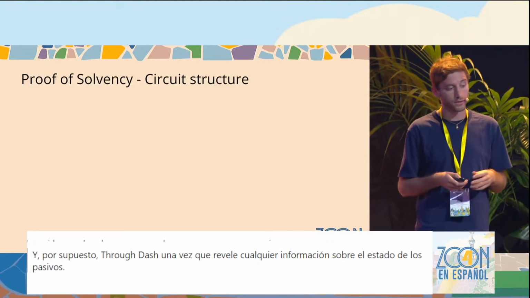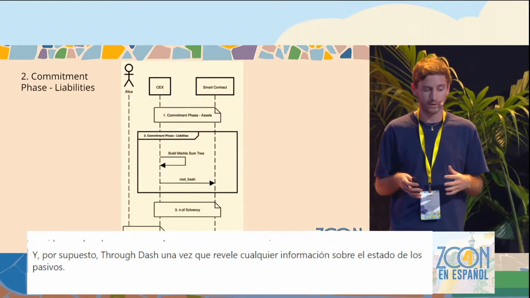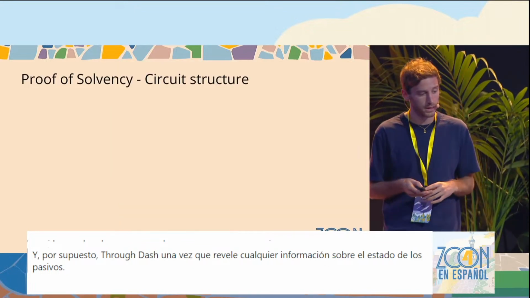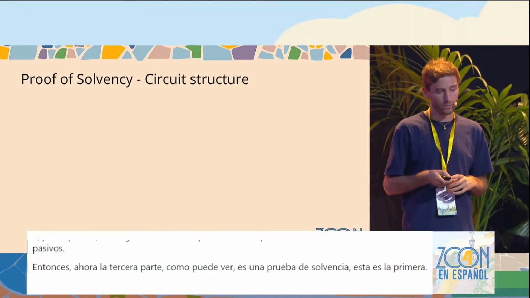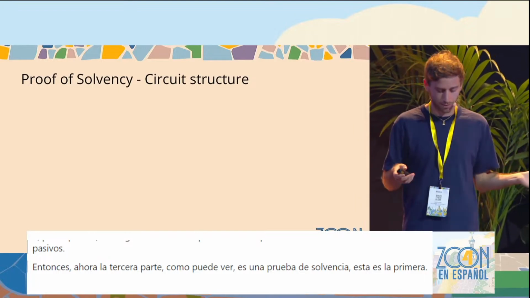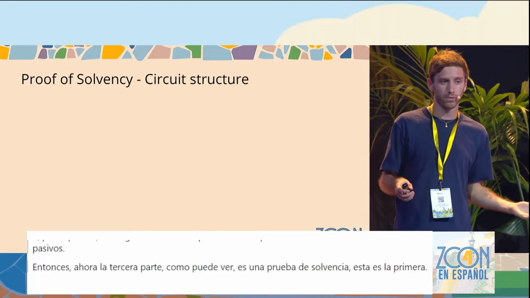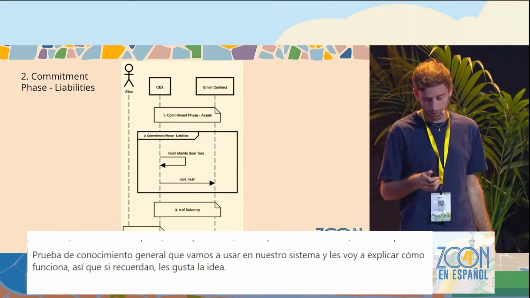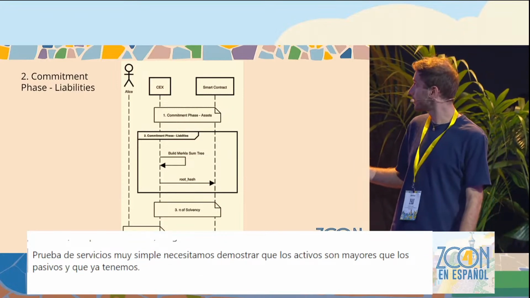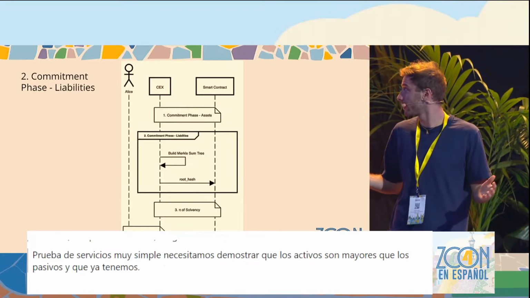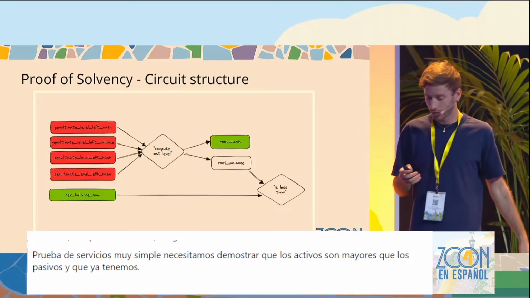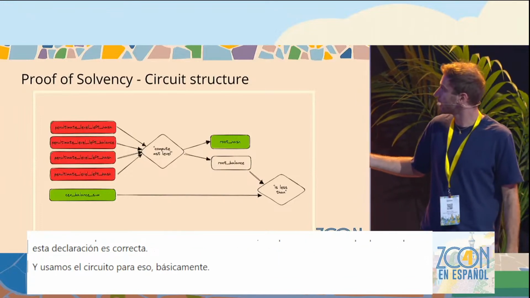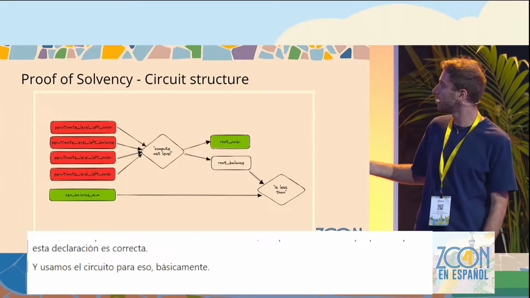So now the third part, as you can see, is the proof of solvency. This is the first zero-knowledge proof that we're going to use in our system, and I'm going to explain how it works. If you remember, the idea of proof of solvency is very simple. We need to prove that assets are greater than the liabilities, and we already have the commitment to the assets and the liabilities. So we just need to prove that this statement is correct, and we use a circuit for that. We basically start from the penultimate level of the Merkle sum tree.